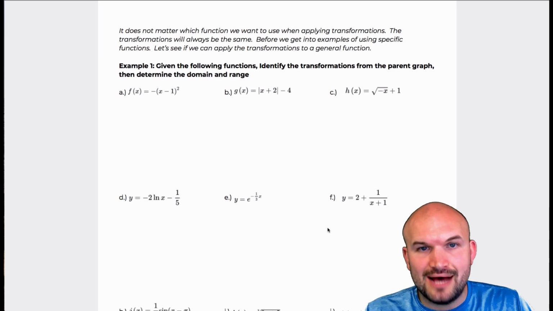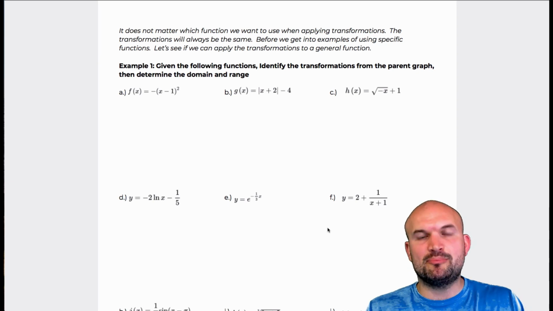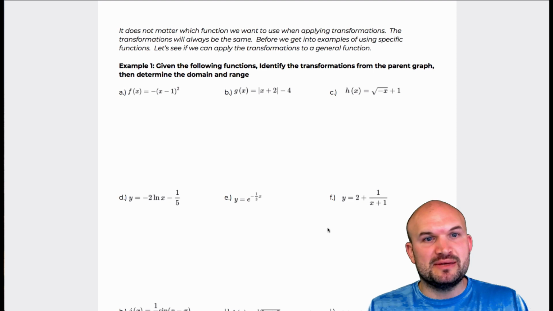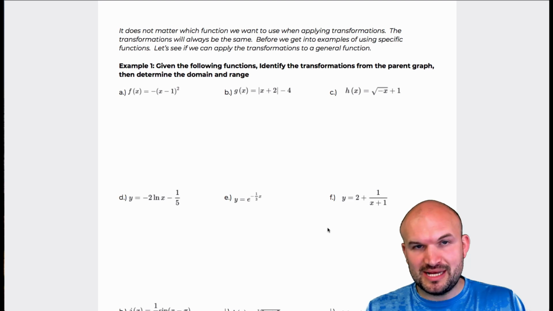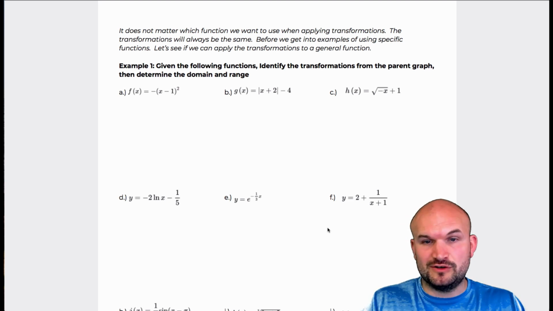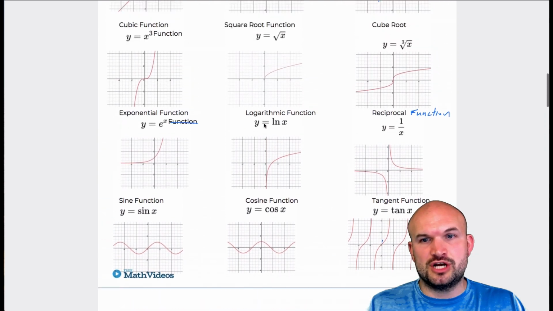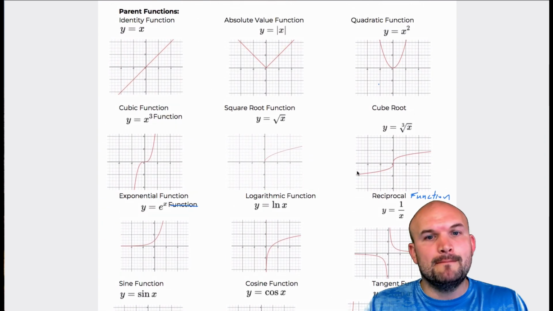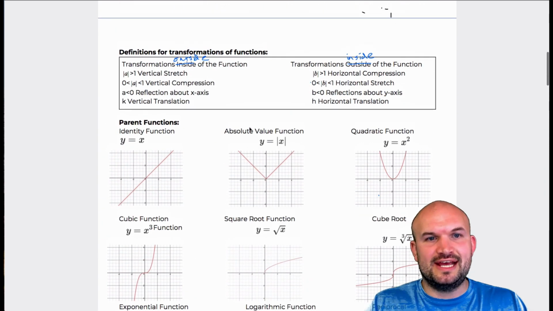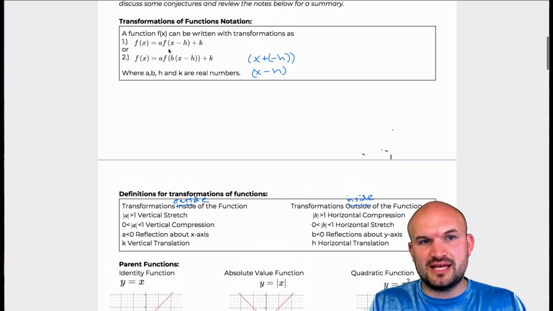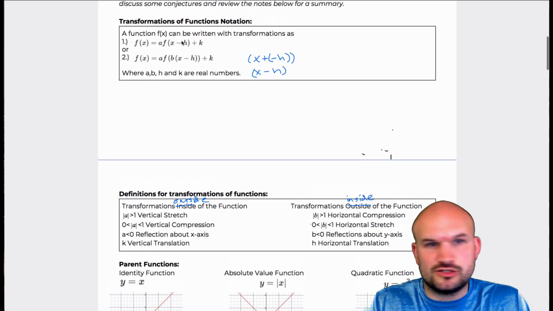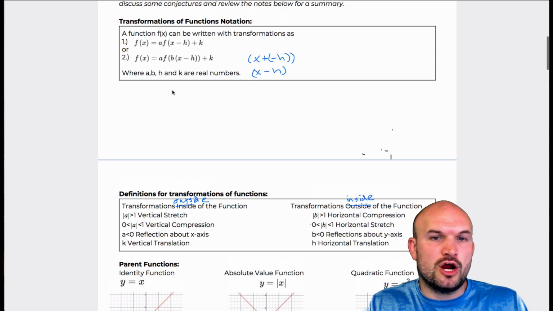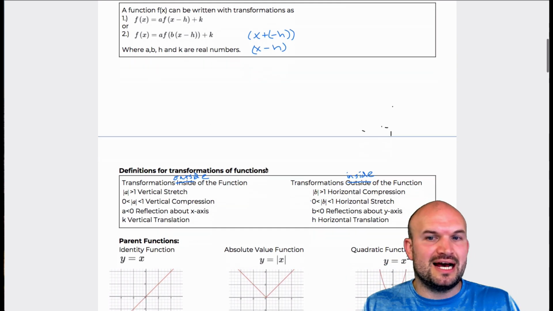Okay, so now let's get on to example one and let's actually apply some of the things that we learned. It's really important for us to understand that the transformations of the function don't really depend on what the function is. Now, obviously, all these functions are completely different, right? But notice that the notation that I'm using for my functions is like an f of x. So it doesn't matter if it's f of x or g of x, the operations are going to be applied the exact same.